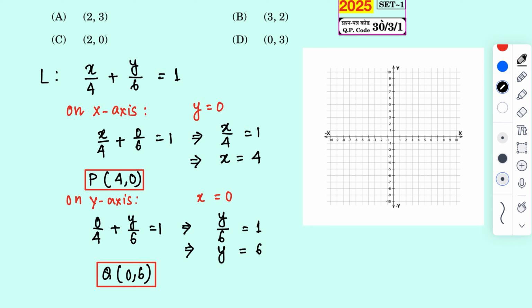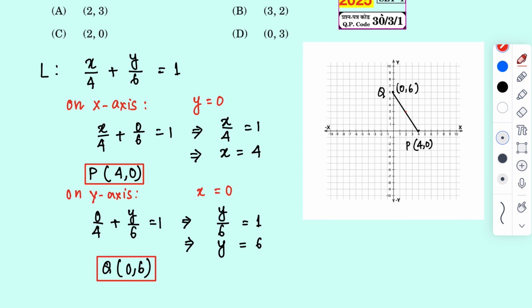If we will plot it, you see here x is 4 and y is 6 here. If we will plot them, this is the line where this is having coordinates 4 and 0, and this is having coordinates 0 and 6. This is point P and this is point Q. Now we have to take the midpoint of it.